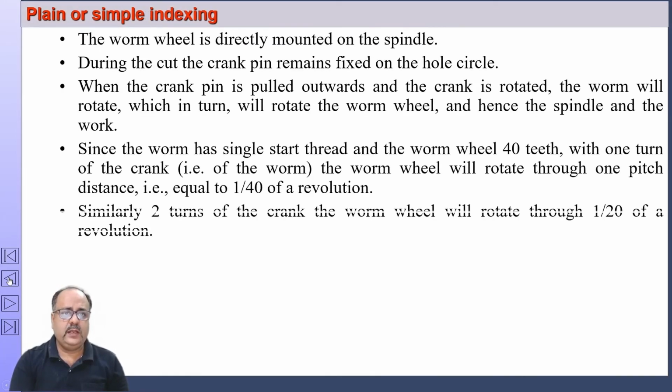Here we know the worm wheel is directly mounted on the spindle. If you rotate the crank by 40 rotations, the work rotates by 1 rotation. If you rotate by 1 rotation, the work will rotate by 1/40th of a rotation. Now if you rotate the crank by 2 rotations, the work will rotate by 1/20th of a rotation. Therefore, if we rotate the crank 2 times, we can divide the workpiece into 20 divisions. That means two full rotations, take a cut, again 2 full rotations, and repeating 20 times, you can divide the workpiece into 20 divisions.